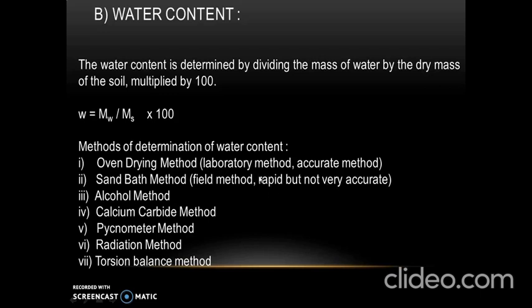That means this method will give us the value of water content in less span of time, but it is considered to be a method which would not give us the accurate value of water content. Third is alcohol method. Fourth one, calcium carbide method. Fifth is pycnometer method. Next is radiation method, and last one is torsion balance method.